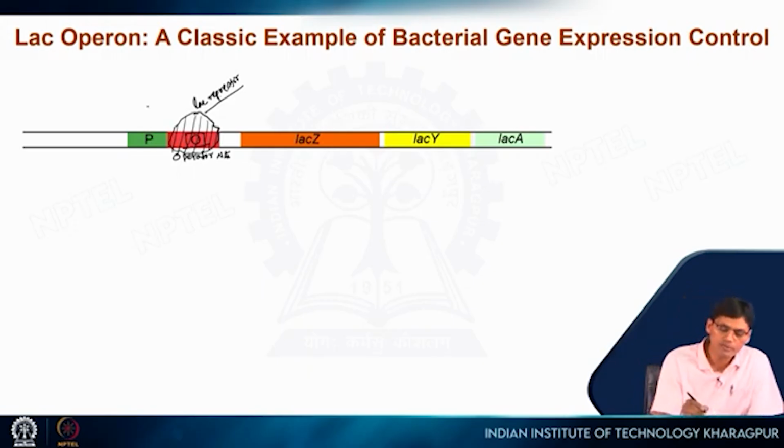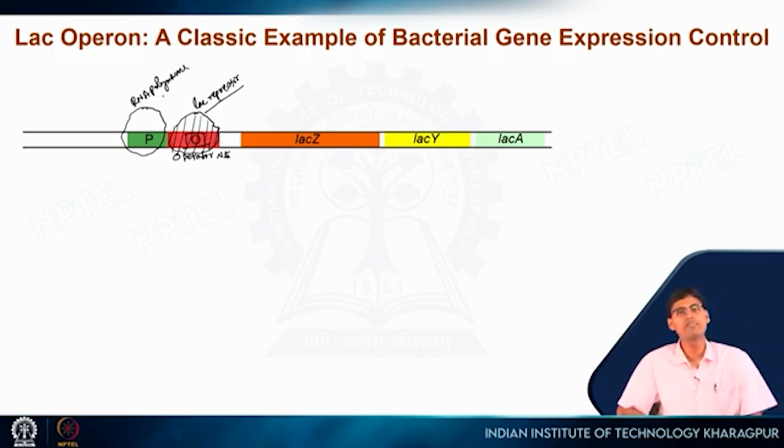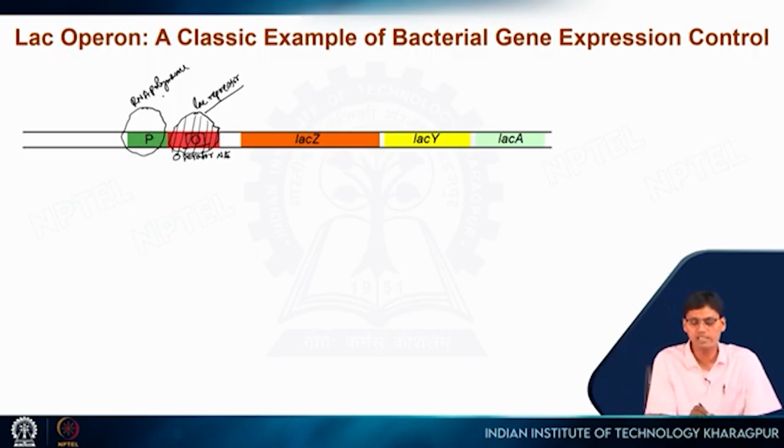Now if the lac repressor is bound here, then this is our RNA polymerase. Even if it gets recruited to the promoter site, it cannot transcribe these genes, because the lac repressor inhibits the progression of RNA polymerase. As a result, there is no expression of these genes. In this case, I am saying that lactose is not there.